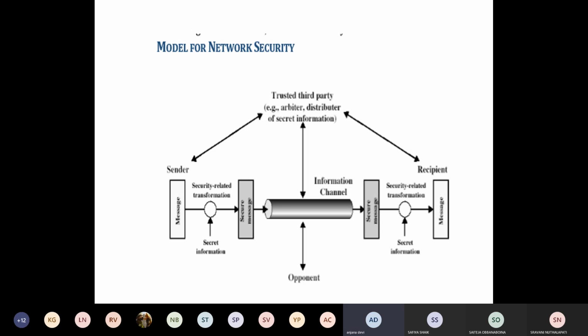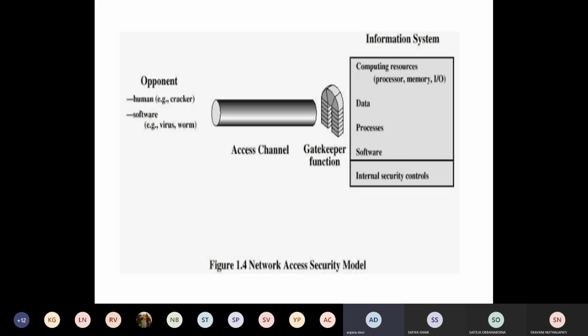This is the model for network security. Now for the next slide, see how we are going to access the network. Here this is the model for network access security. See, opponent might be a human or it may be a software. The opponent can be a human, or it can come in the form of a virus.